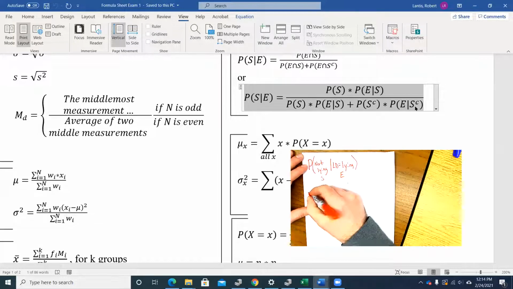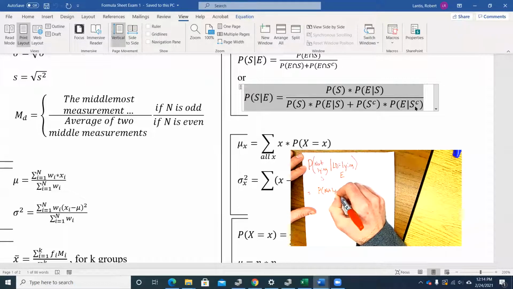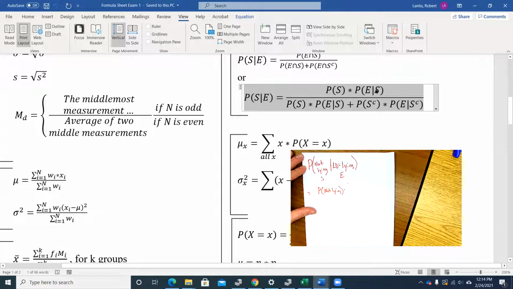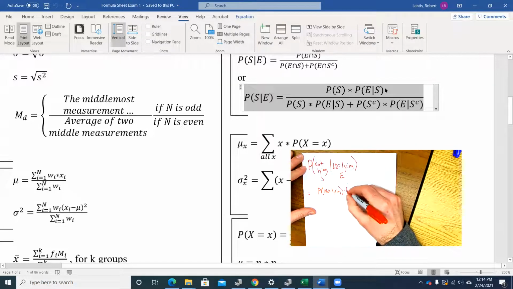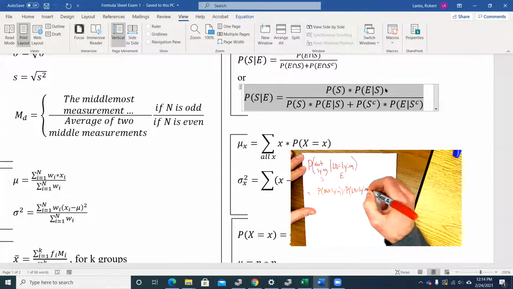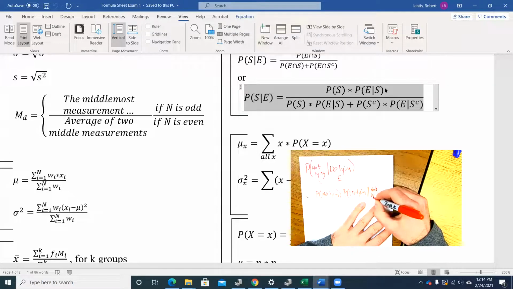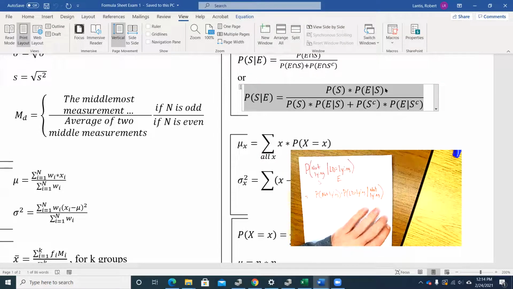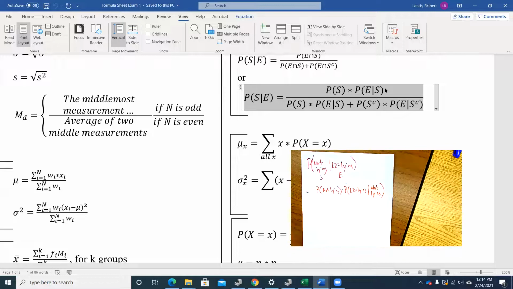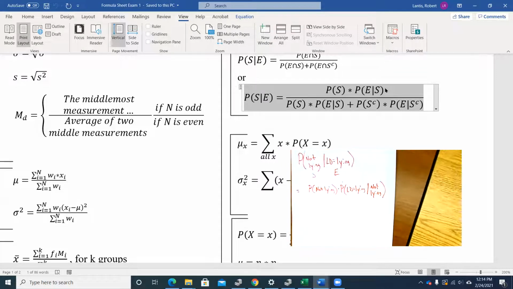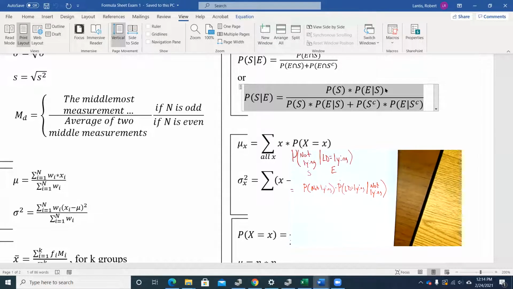Okay, so the probability of S would be the probability that someone is not lying times the probability of E given S. So E was that the lie detector shows lying, given my S, which is that they are not lying. Right? Let me zoom in a little bit on this because I know this red mark is a little bit harder. Oh, I'm going the wrong way. There we go. Okay.